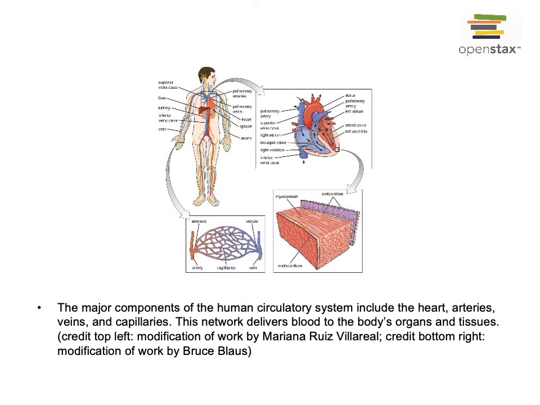This is an image from your textbook that's representing the circulatory system and pointing out the heart, the arteries, the veins, and the capillaries. It really is a network throughout the body, delivering blood to our organs and our tissues and removing waste products, helping to exchange oxygen and CO2. It is a very essential system in our body.